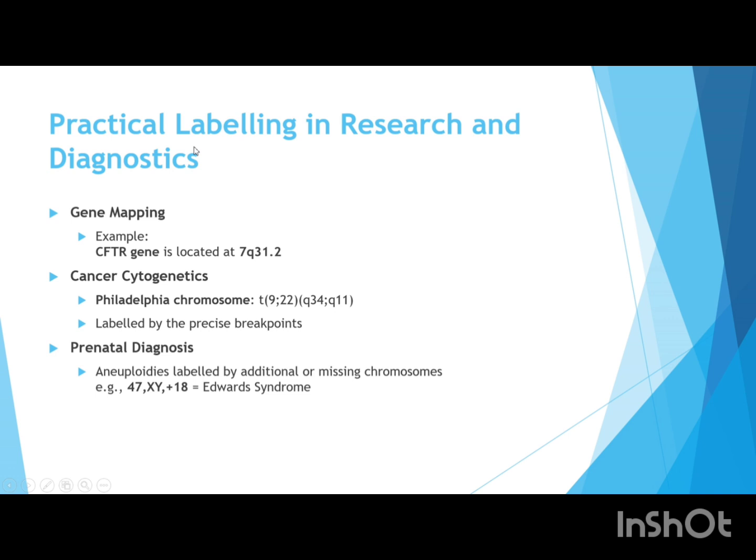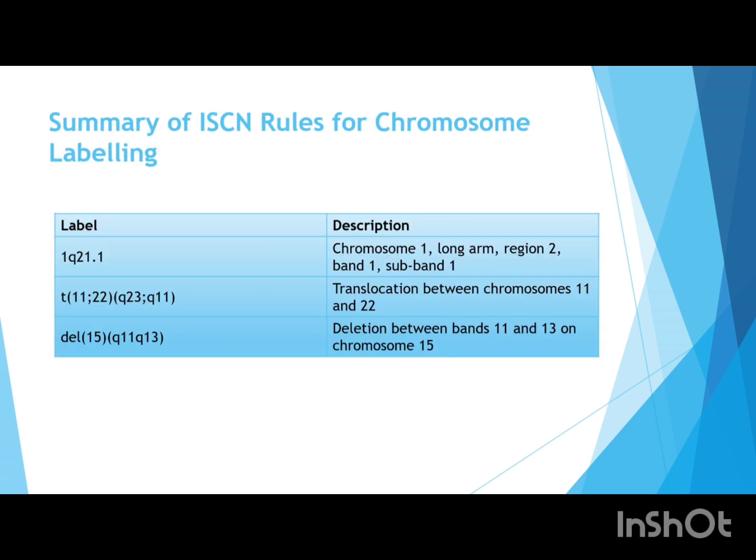Now, the practical labeling in research and diagnosis. It exclusively helps in gene mapping. Then in cancer cytogenetics, in the Philadelphia chromosome, you can easily find the breakage and translocations, which is a marker for the disease. Then there is prenatal diagnosis, in late pregnancies, for checking any of the syndromes present in the child. These types of techniques are followed.